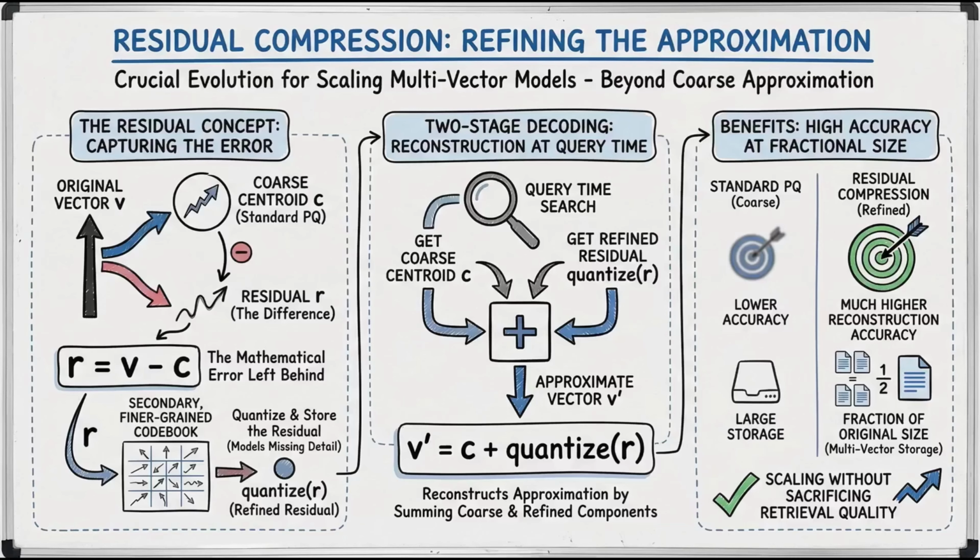When it comes to scaling multi-vector models, standard techniques like product quantization often lose too much detail. To fix this, we use a process called residual compression. Think of it as a two-stage approach that doesn't just settle for a rough approximation, it actively refines it.